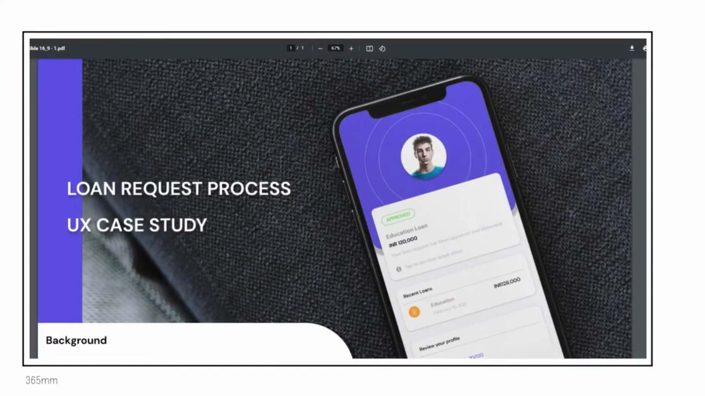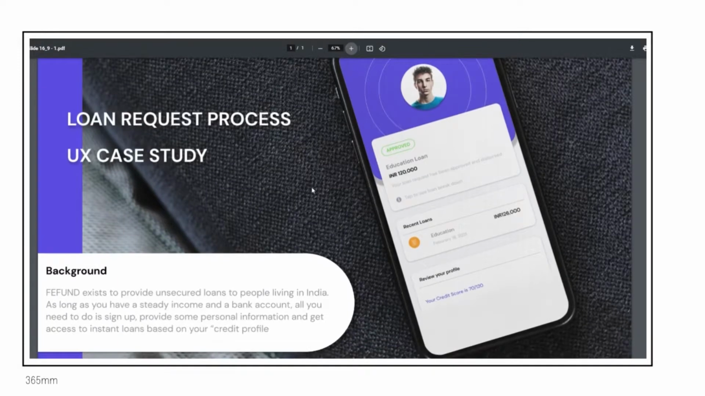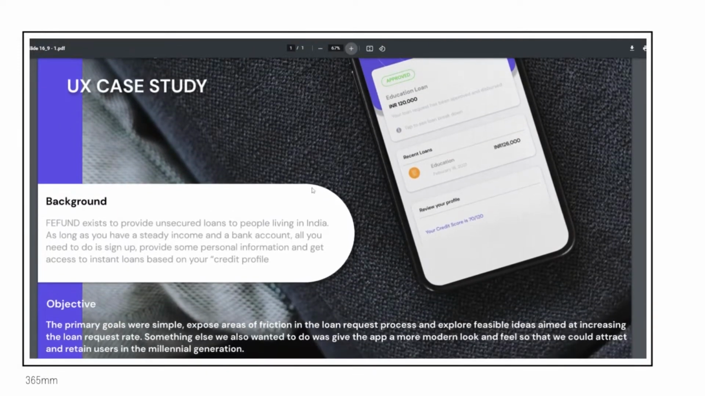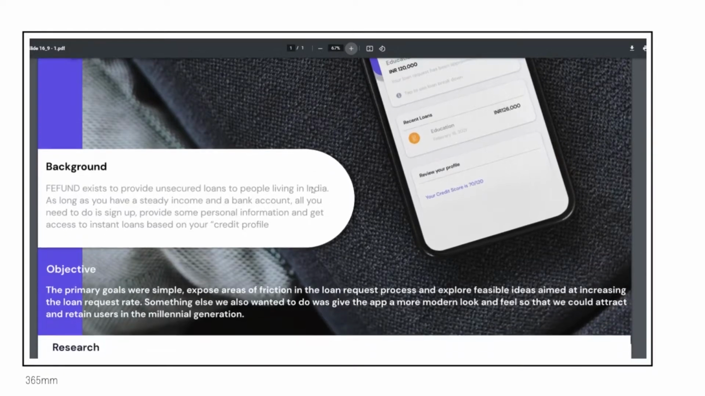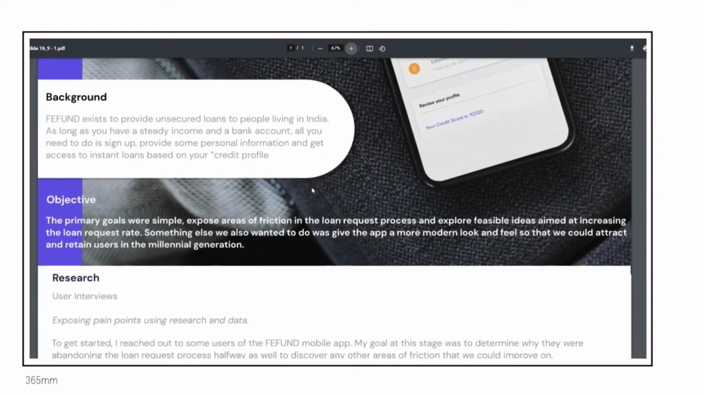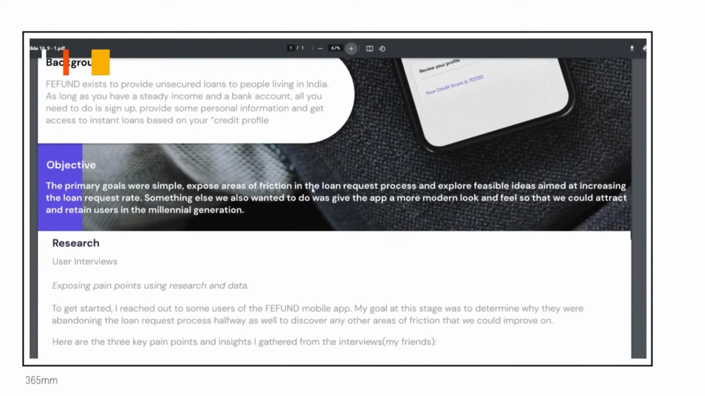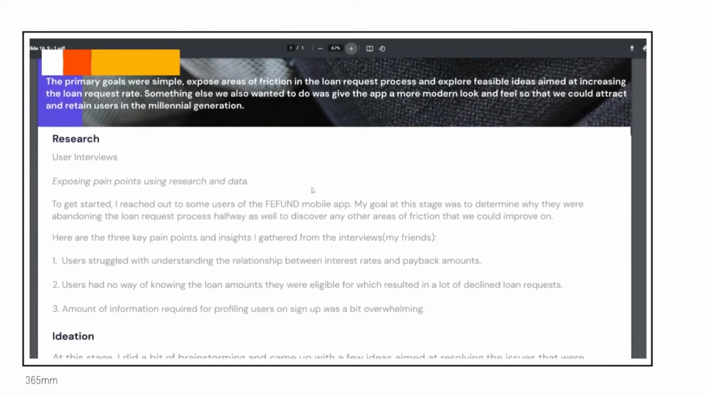Going to walk you through the process of creating the loan request process. The Loan Request application exists to provide unsecured loans to people living in India. As long as you have a steady income and a bank account, all you need to do is sign up, provide some personal information and get access to instant loans based on your credit profile.